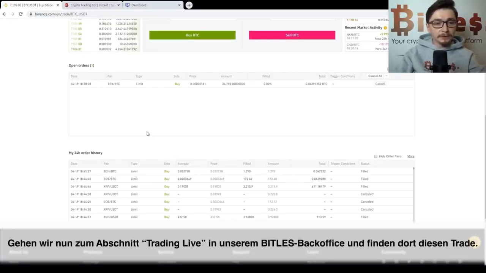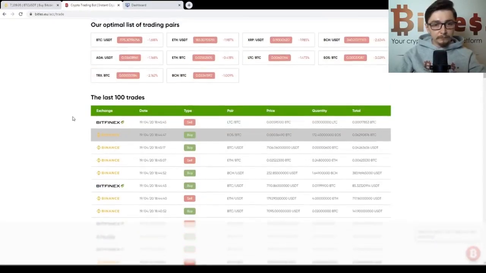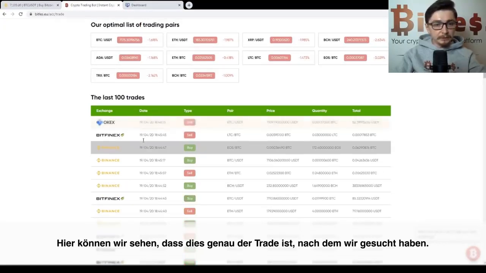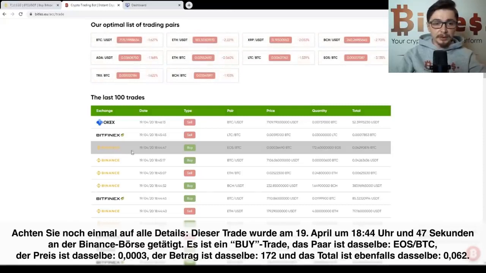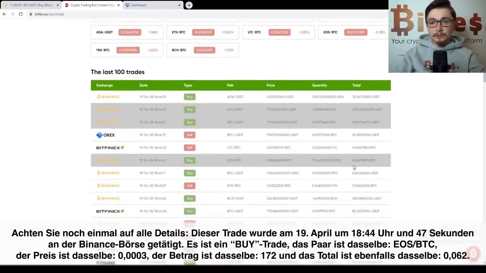So now let's go to trading live section of our Bitles back office and find this trade there. So here it is. Here we can see that this is exactly the trade that we were looking for. Pay attention to all the details again. This trade is made at Binance Exchange on April 19 at 18 hours 44 minutes 47 seconds. It's a buy trade. The pair is the same, EOS to BTC. The price is the same, 0.0003. Amount is the same, 172. And total is the same as well, 0.062.